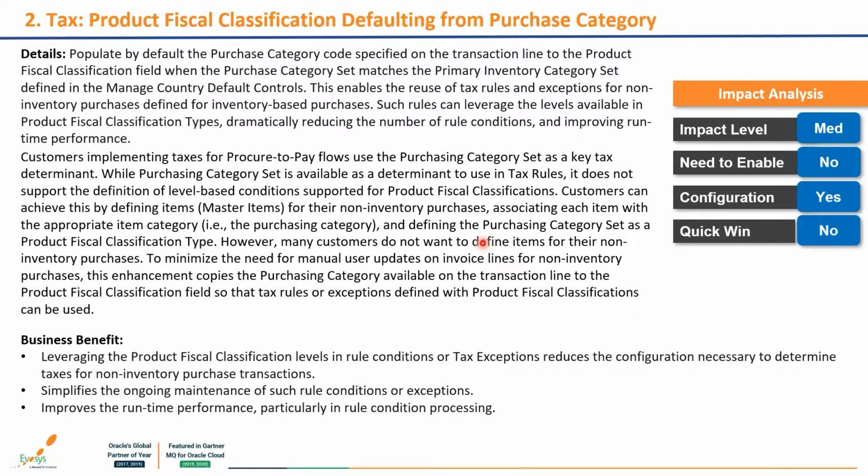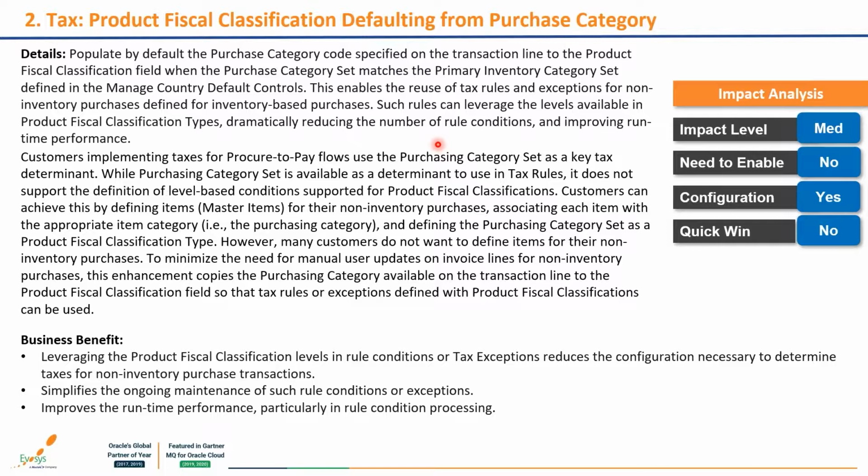So what will happen in this update is that in certain cases the product fiscal classification type will get defaulted from the purchase category that is mentioned on the transaction line. So now you'll be wondering what those cases will be. In a case when we have some non-inventory purchase transaction, right? In those transactions we will not be mentioning any product fiscal classification, right?